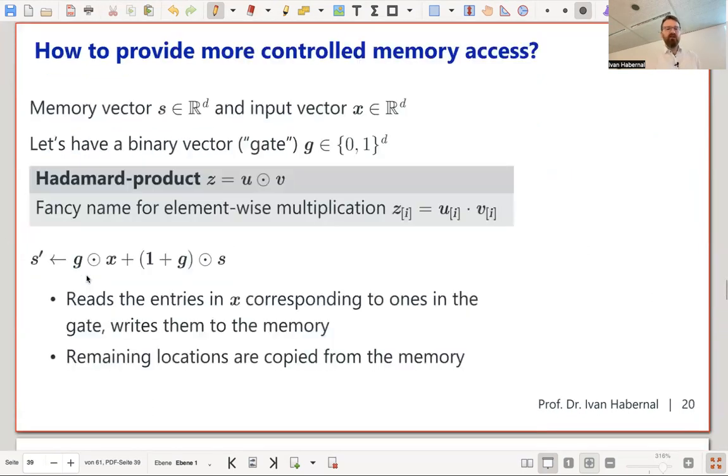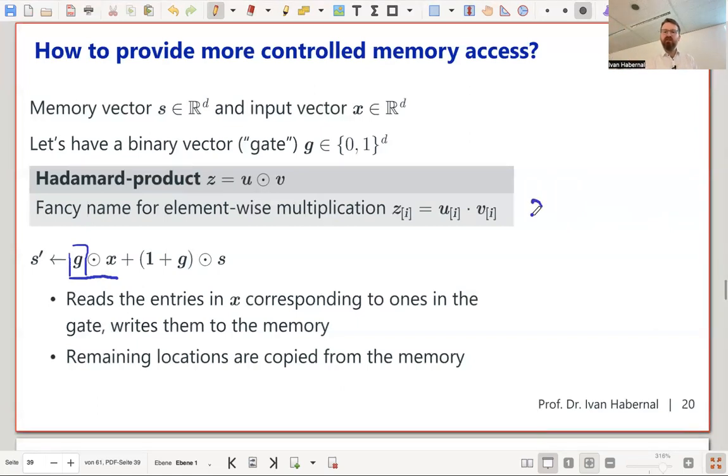Let me see. Okay, I'll have it here. So we're going to take the input, and so what is this gate doing? It's zeros and ones. It's going to do something. It's a mask. Yeah, we're masking the vector. Exactly. It's a Boolean mask.